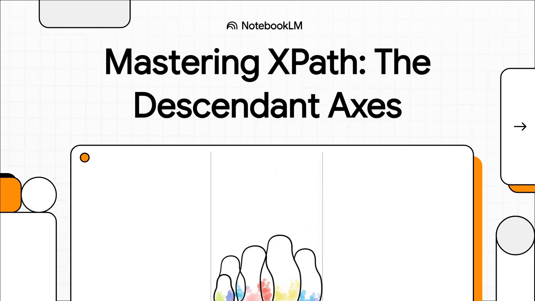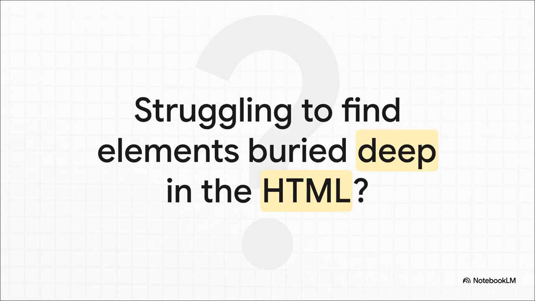All right, let's get right into it. Today, we are seriously going to level up our XPath game. We're going to master two incredibly powerful axes that will, I promise, change how you find elements in your automation scripts. We're talking about the Descendant and Descendant or Self axes. You've been there, right? I know I have.